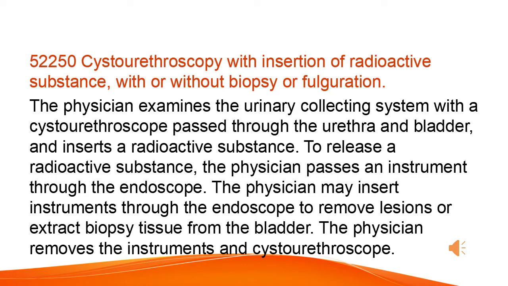Cystourethroscopy with insertion of radioactive substance, with or without biopsy or fulguration. The physician examines the urinary collecting system with a cystourethroscope passed through the urethra and bladder, and inserts a radioactive substance. To release a radioactive substance, the physician passes an instrument through the endoscope. The physician may insert instruments through the endoscope to remove lesions or extract biopsy tissue from the bladder. The physician removes the instruments and cystourethroscope.